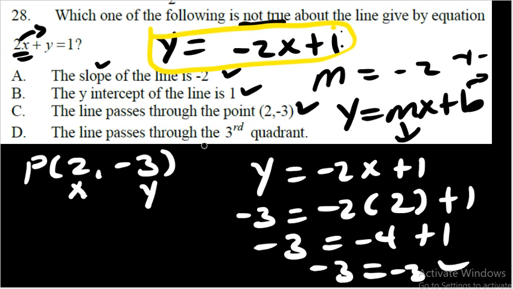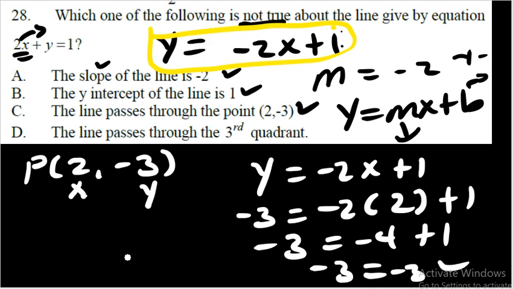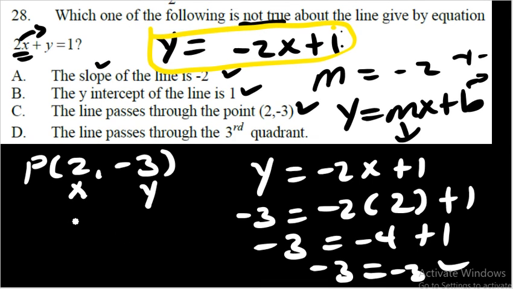The next statement says the line passes through the third quadrant. The slope is positive. That means the line has to be slanted to the right. Will it pass through the third quadrant? We have to check. How to check? By checking the y-intercept and the x-intercept.